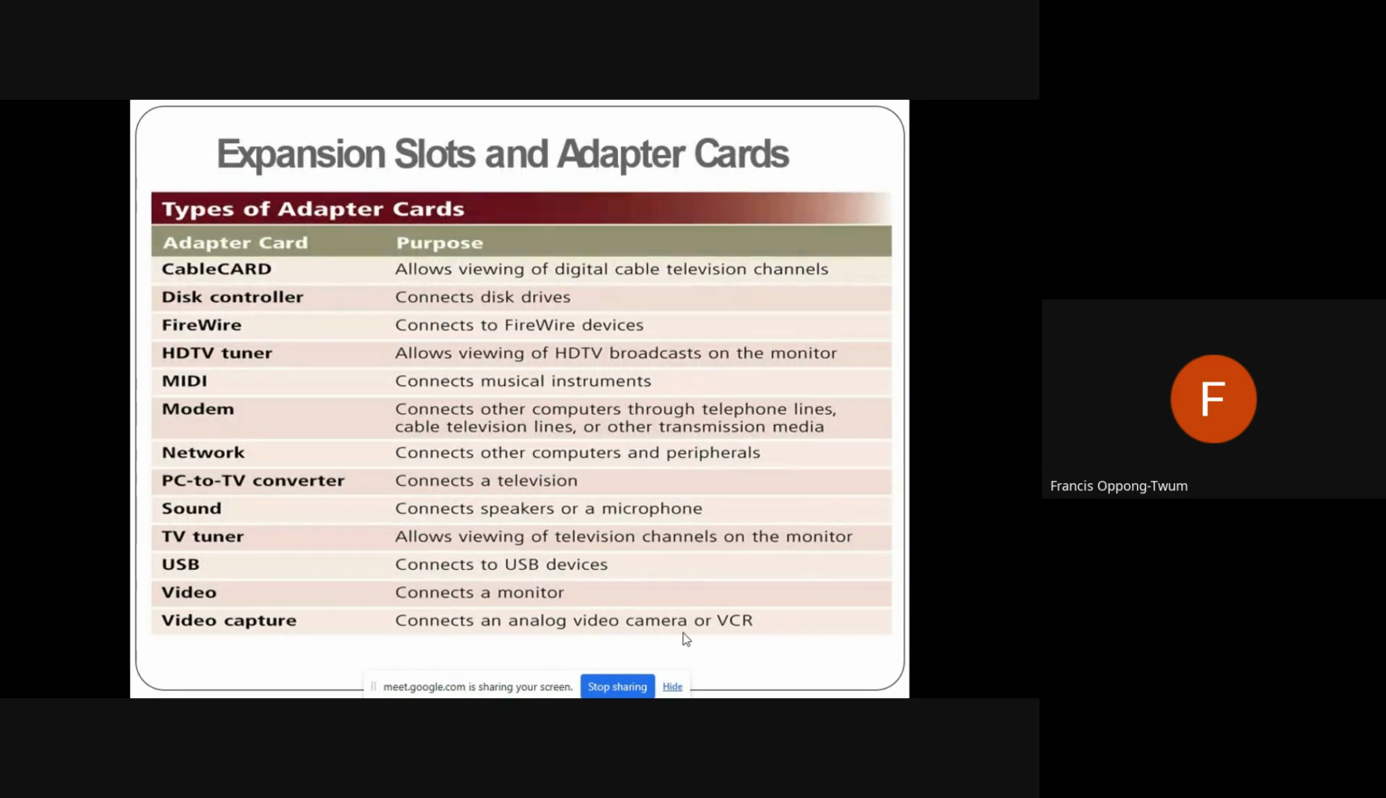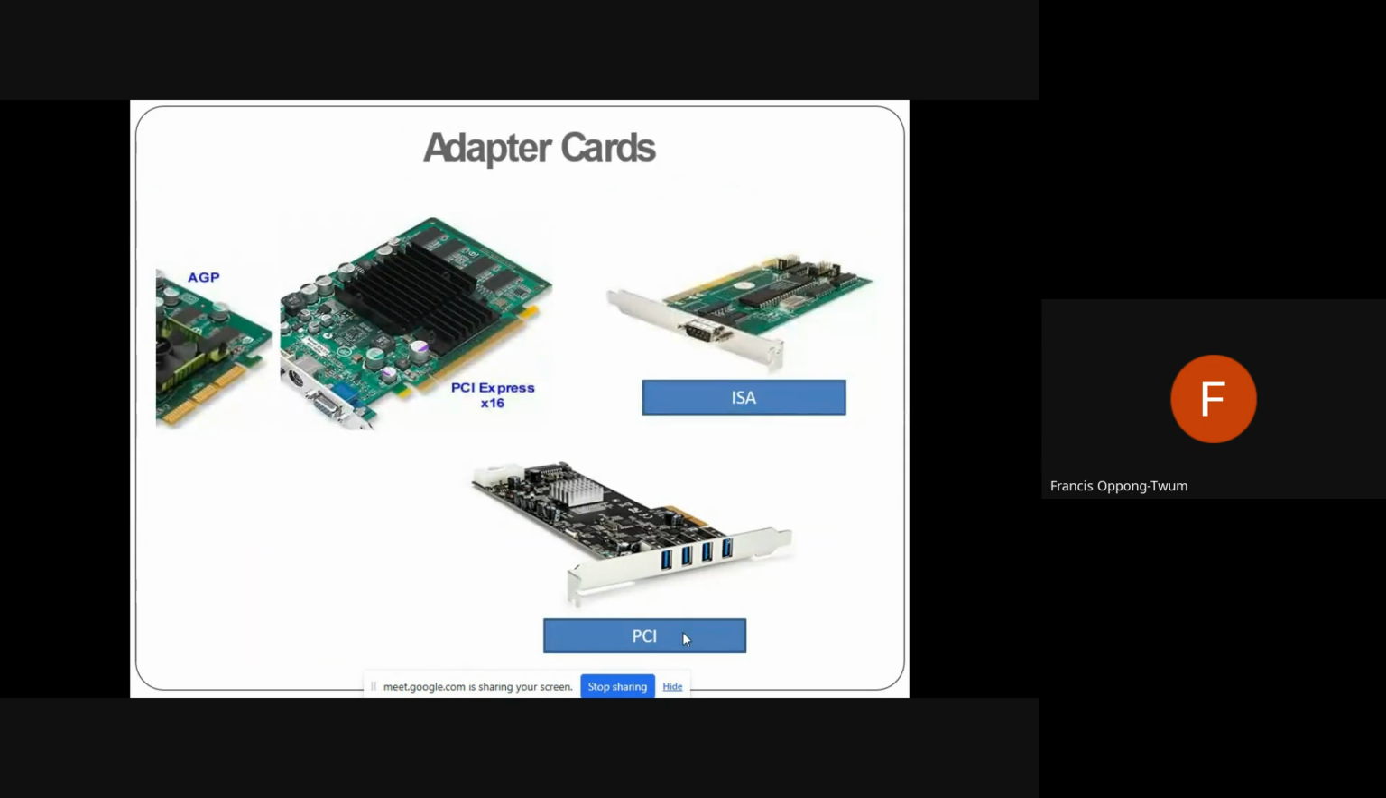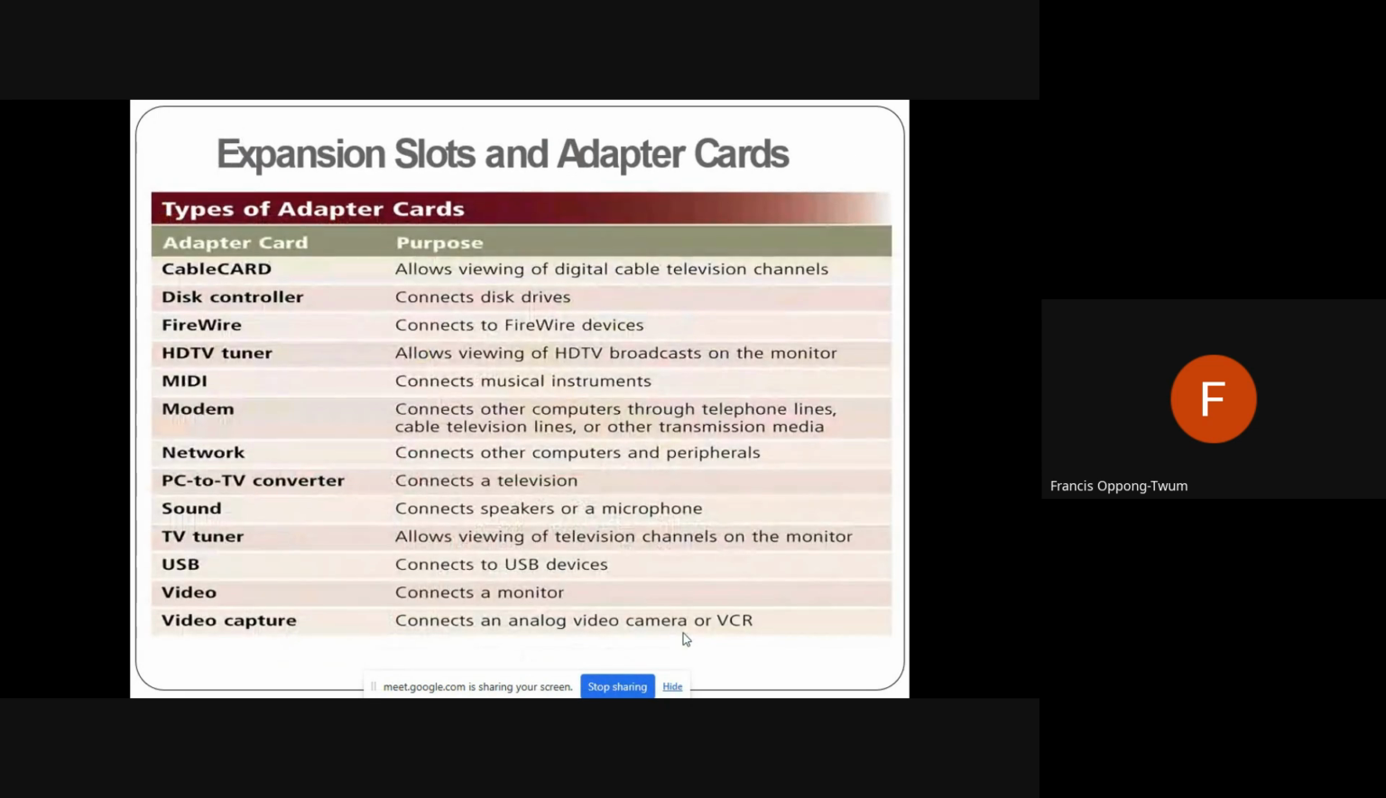Please, any question on the adapter cards? Any question?